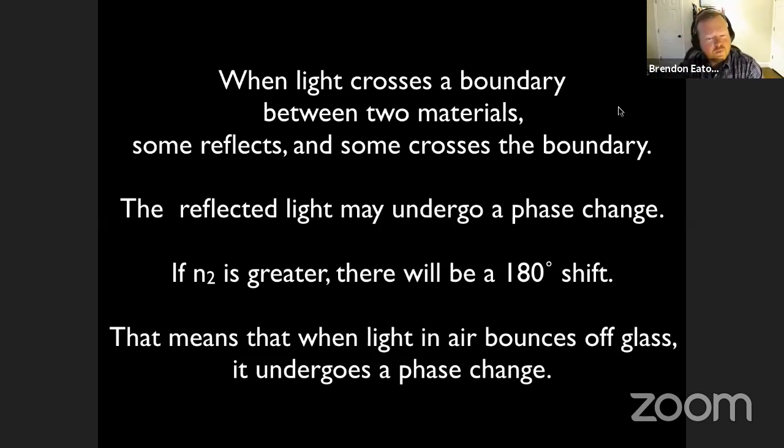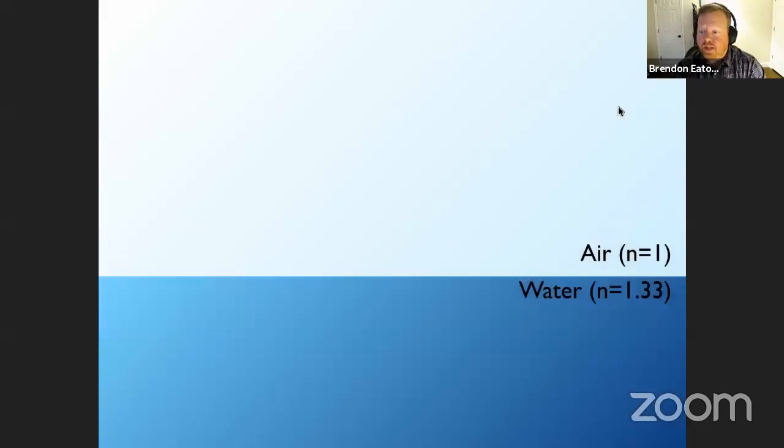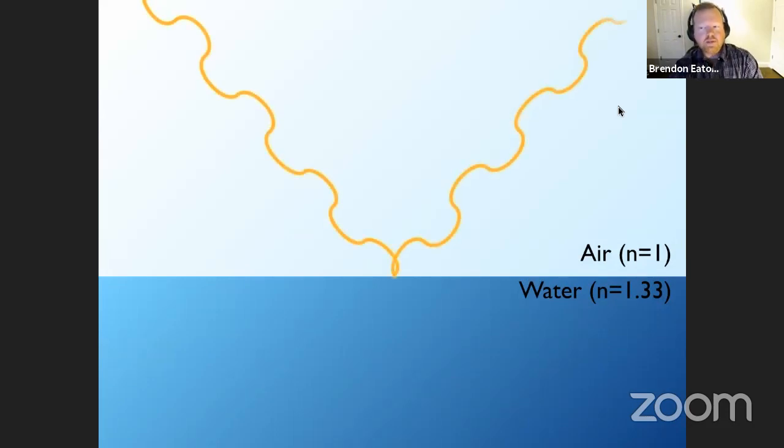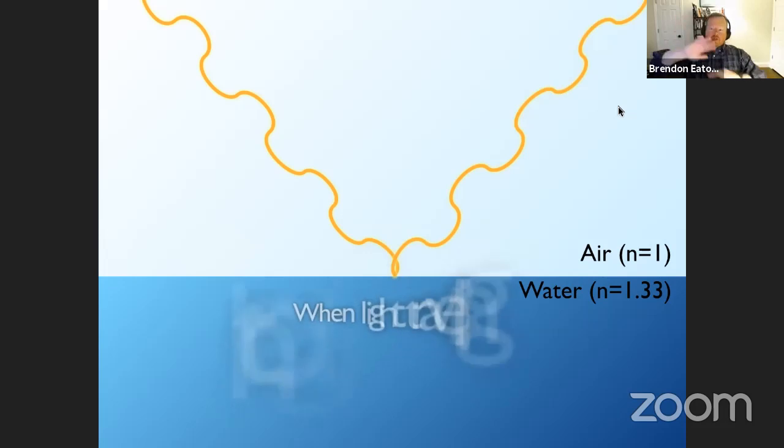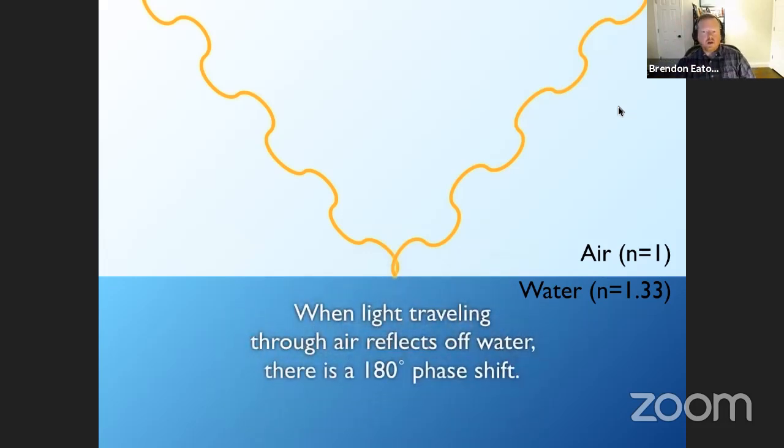And what that means is when light in the air bounces off of glass, it does undergo a phase change. So as you see in the diagram, we have air on top of water, and we know that air has a smaller index of refraction than water does. Now, when light travels through the air and tries to pass into the water, the reflected light off the water undergoes a 180-degree phase shift because the water has a higher index of refraction than air.